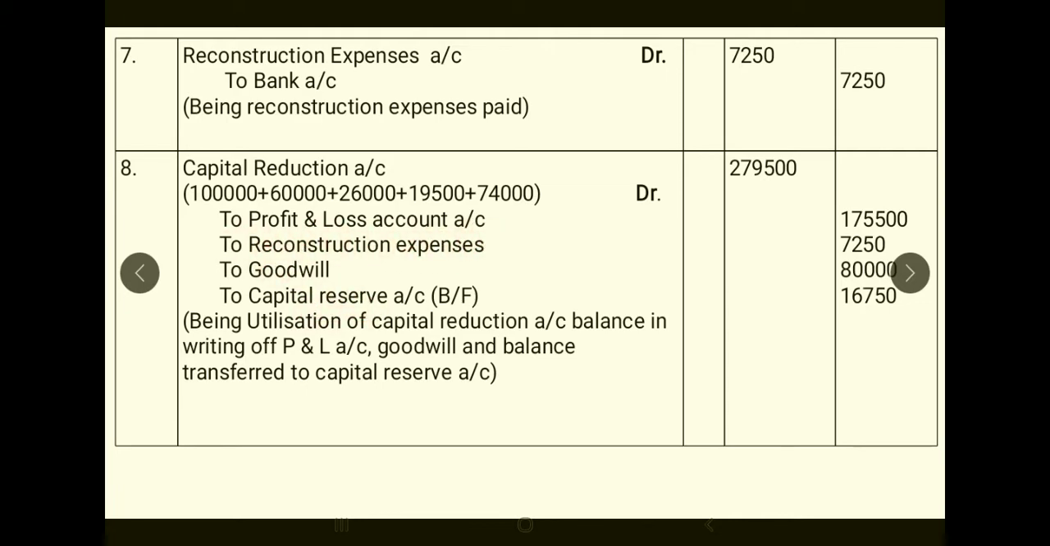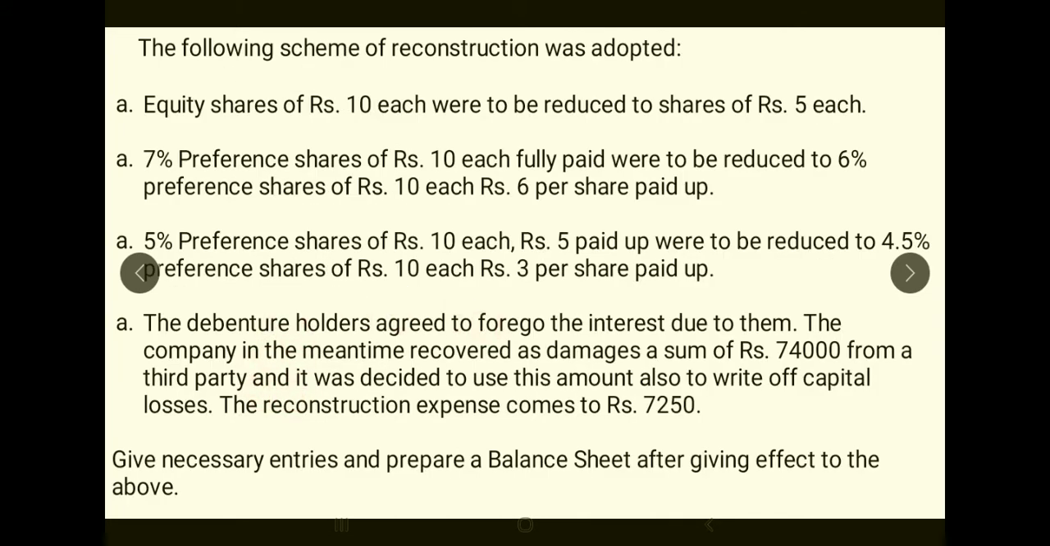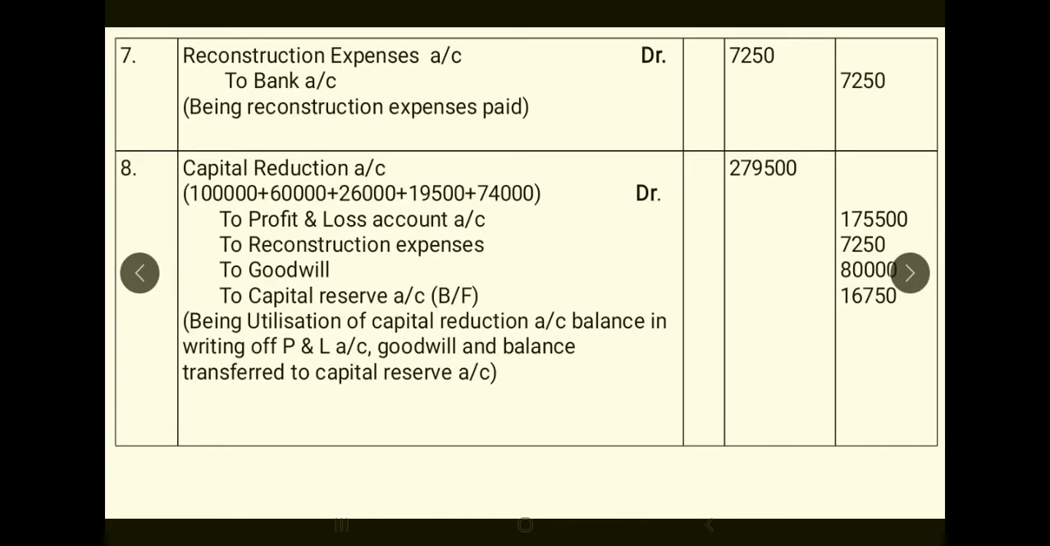Okay, so then we have this last entry because we are done with all the adjustments. If you can see, equity shares, preference shares, and two varieties of preference shares reduced, debenture interest foregone, damage recovery, 2 entries we have passed, reconstruction expenses paid entry we have passed. So all the journal entries are done. So the last journal entry is remaining, that is utilization of capital reduction account balance. So let's have a look.